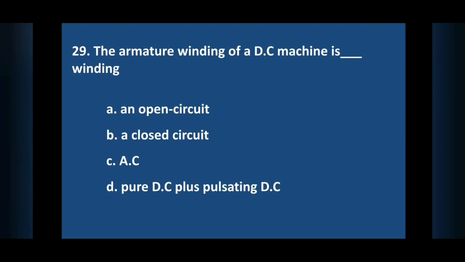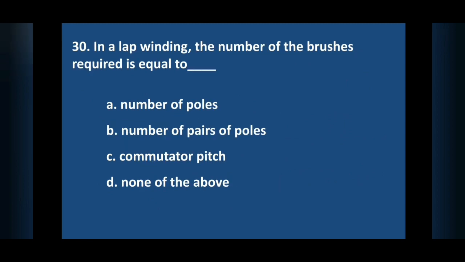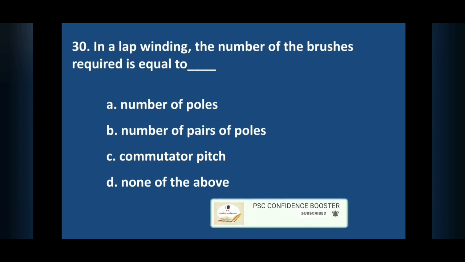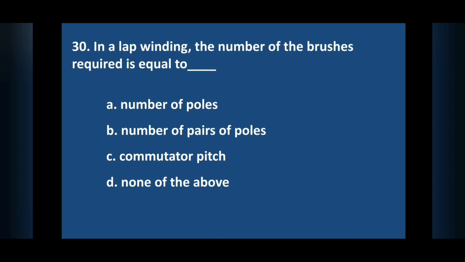Question number 29. The armature winding of a DC machine is dash winding. Answer is option B, a closed circuit. Question number 30. A lap winding, the number of brushes required is equal to. Answer is option A, number of poles.